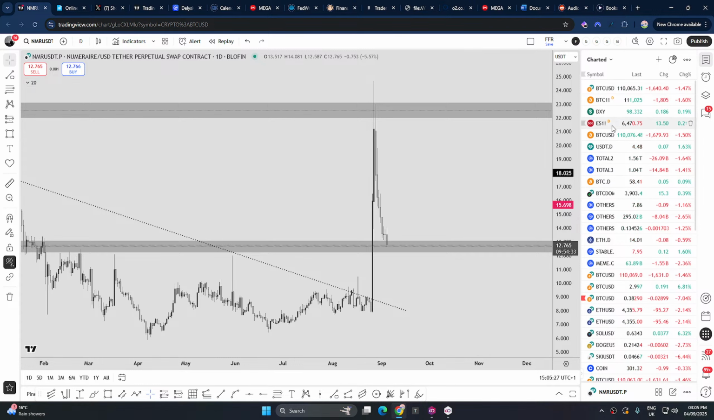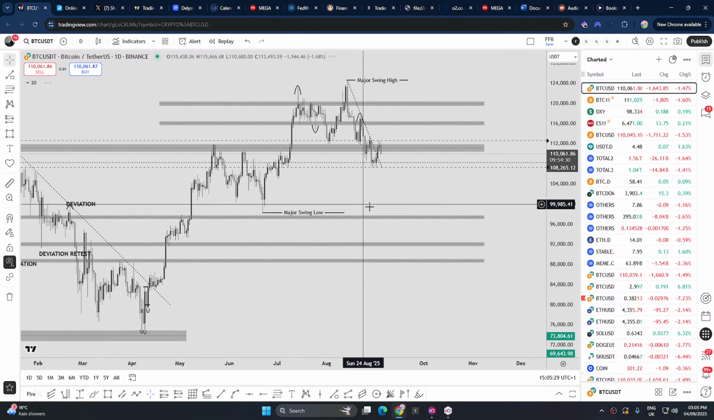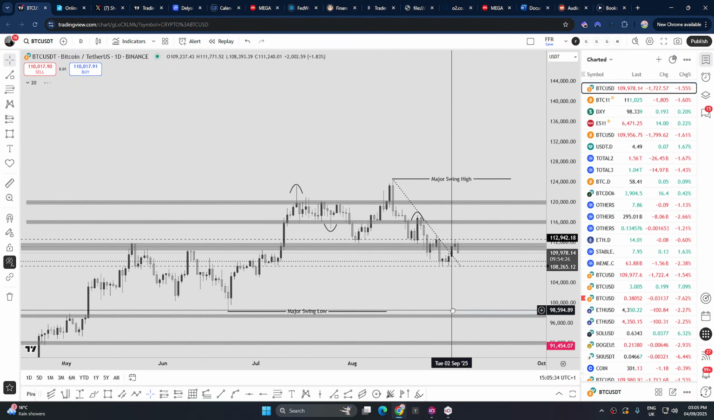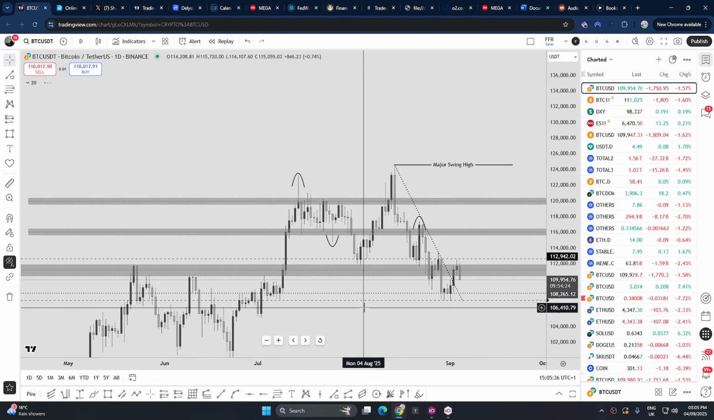And then taking you back to the Bitcoin chart, the reason why we are planning to open a long position at 106,000 is because the 0.705 or 70.5% fib level is present around here.